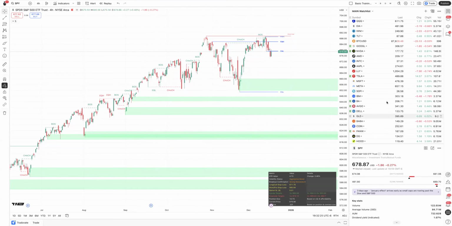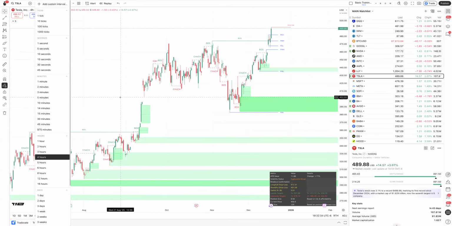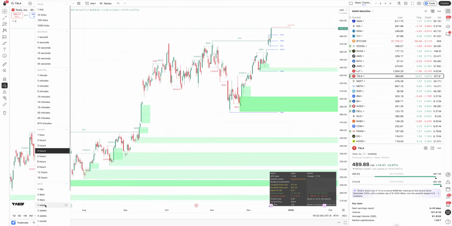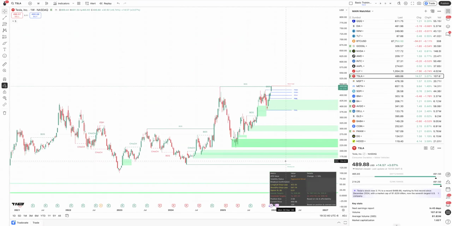Okay. And so one tool that you use to know where to buy in is these zones on a chart. These are called order blocks. So let's go to a stock that's been dropping, or a stock that's recently broken out like Tesla. Tesla had a good day today. Let's look at their weekly chart.